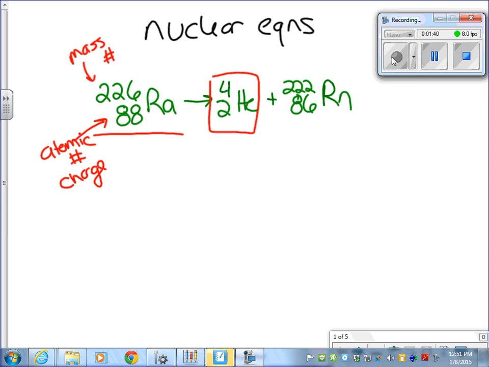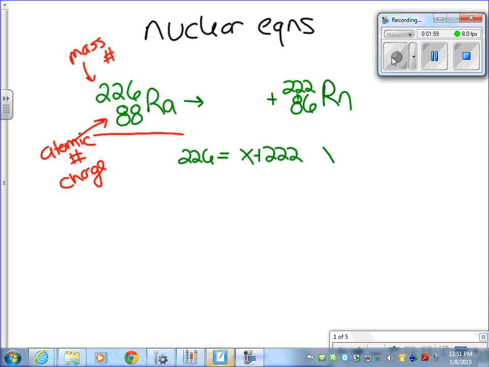If I did not know what this middle thing was, and I wrote it like this, and I said solve for x, solve for that blank, what's in that blank? I would say 226, which is the mass number from the left, equals, the arrow means equals, x plus 222, and I would get that x equals 4. And then I would get 88 equals x plus 86, and I would get that x on the bottom equals 2.